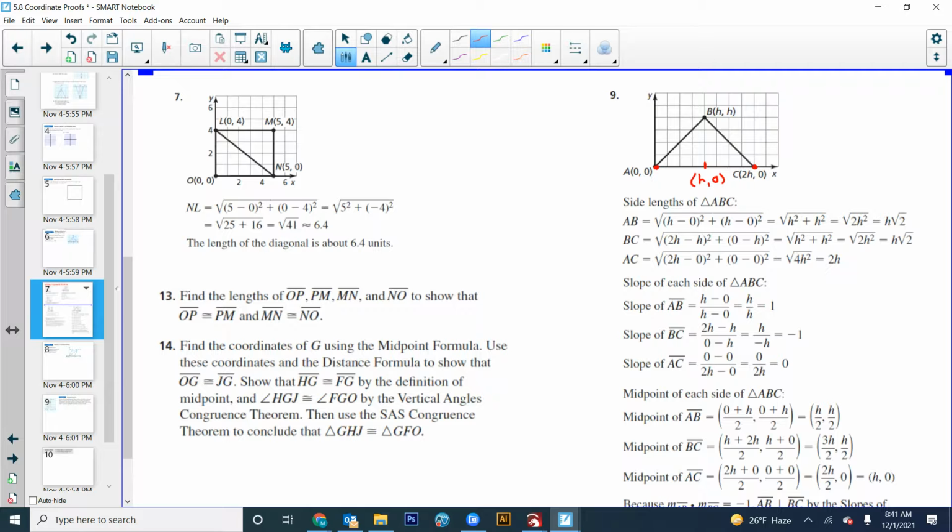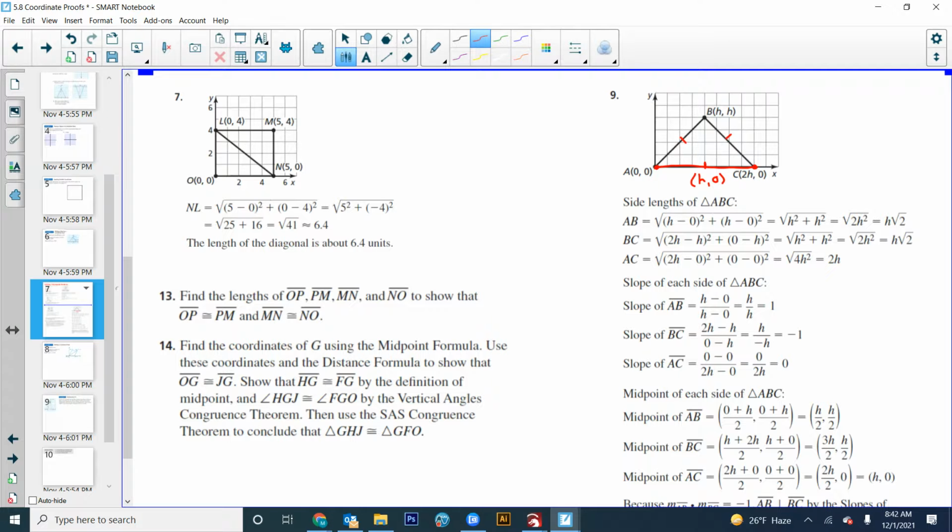Then what? BC is also H radical 2. Okay, it's isosceles so far. What's the third side? Well, you didn't have to do the distance formula. You could have counted, right? Isn't this side 2H? Is that the same as H radical 2? Is 2H the same as H radical 2?